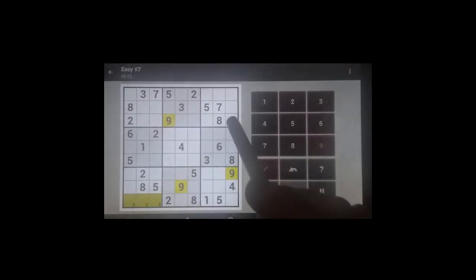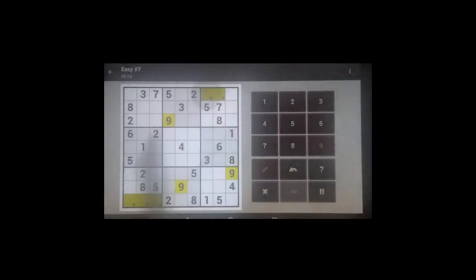So this 9 blocks out that, this 9 blocks out that, so this has to be in that upper row, which helps us to find that this has to be in the middle row. This has to be in this column. That's a little helpful. The 8s, oh, this is nice.